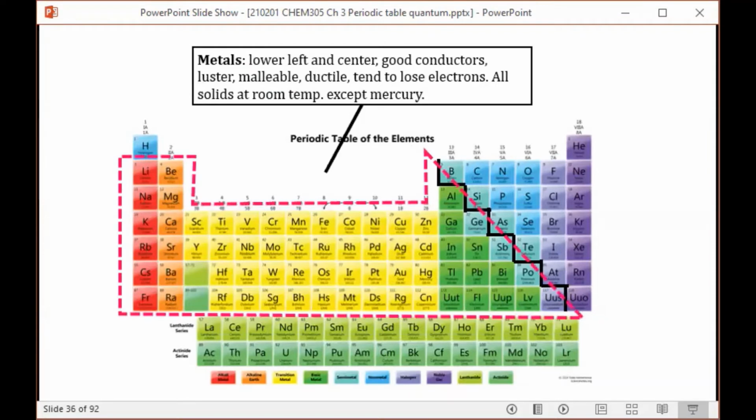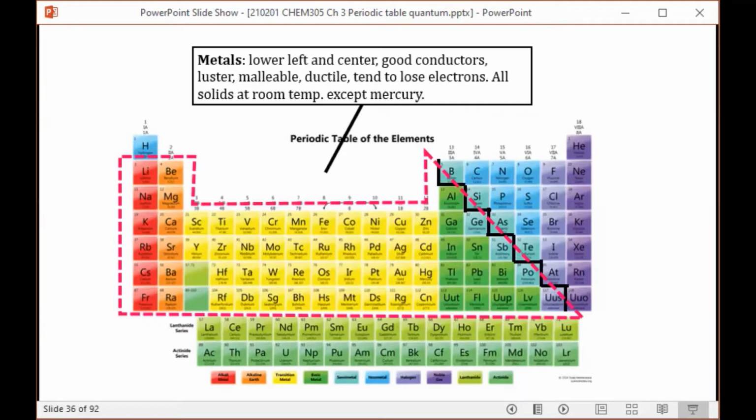So everything to the left of the staircase are metals. And so the whole lower left and center of the periodic table are metals. Metals tend to be good conductors. They conduct electricity. They have luster, which means they're shiny. They're malleable, which means many of them are bendable. They're ductile, which means many of them you can stretch into wires.